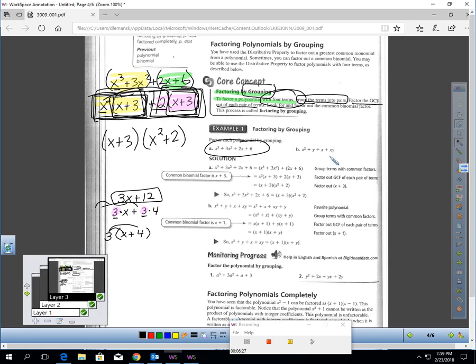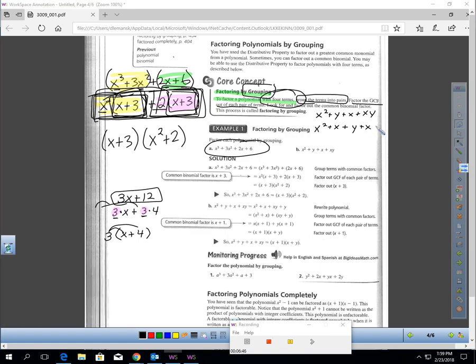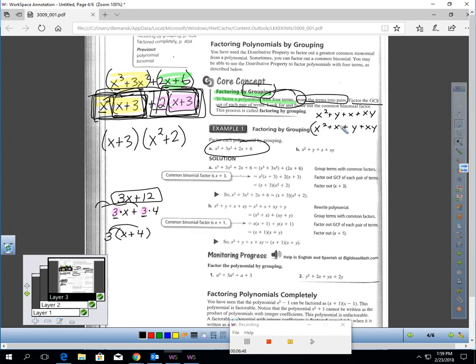Let's try another one. Okay, part B. I have x squared plus y plus x plus xy. So first of all, let me rewrite this. I'm going to put x squared plus x and y plus xy. Now here's why I did that. Because when I group these, now look what happens.